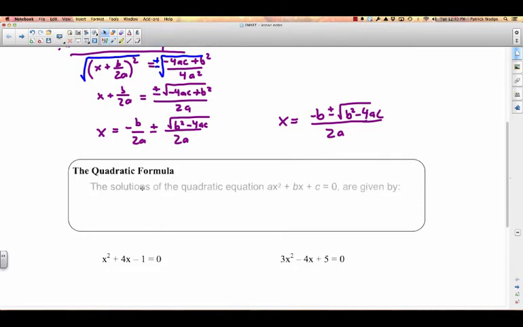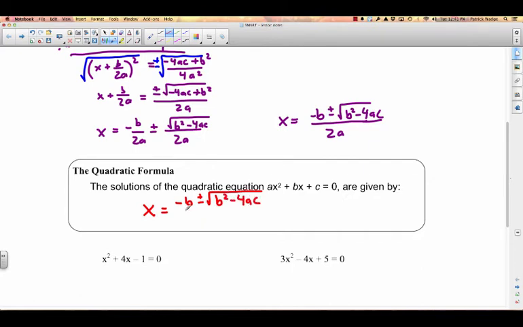The solutions of the quadratic equation ax squared plus bx plus c equals 0 are given by, in other words, if you want to know what value of x or values of x you could put in these two spots to make this left side equal 0, you can always get the answer by using x equals negative b plus or minus the square root of b squared minus 4ac, divided by 2a.